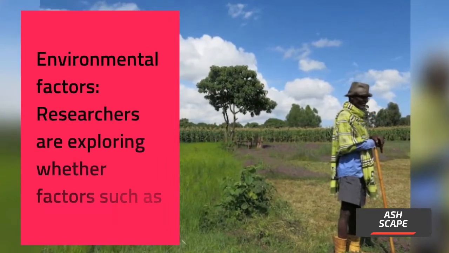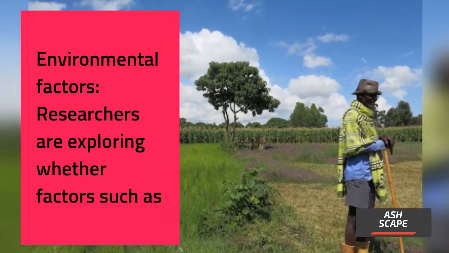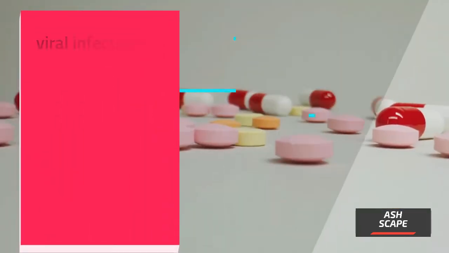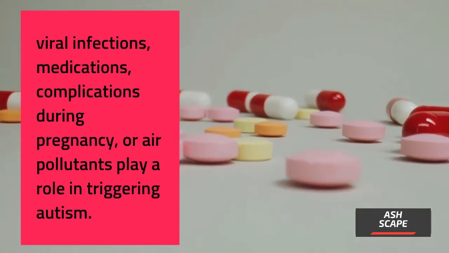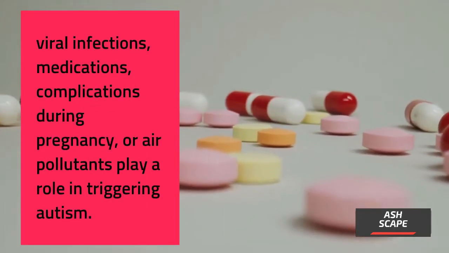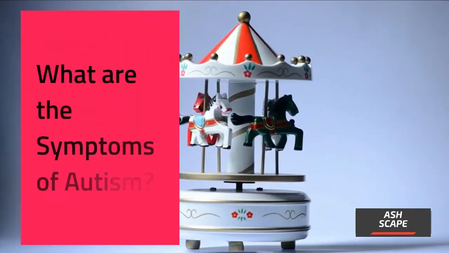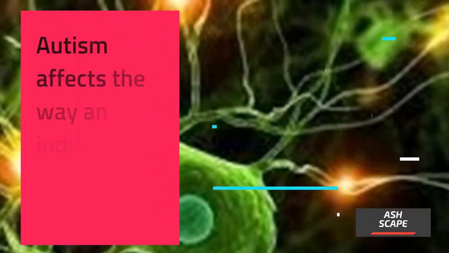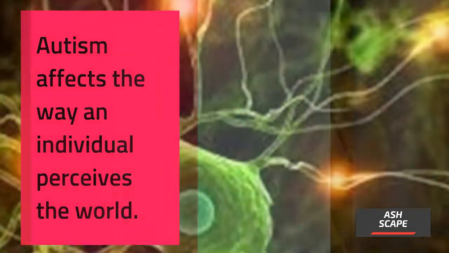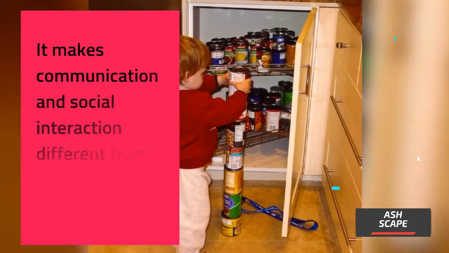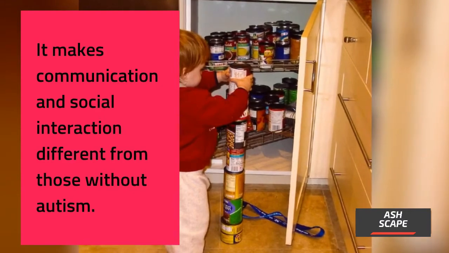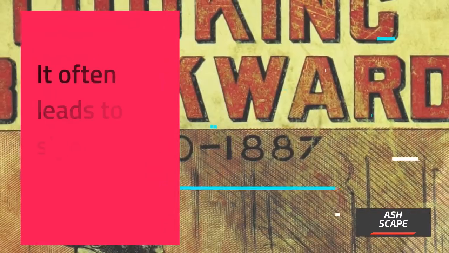Environmental factors. Researchers are exploring whether factors such as viral infections, medications, complications during pregnancy, or air pollutants play a role in triggering autism. What are the symptoms of autism? Autism affects the way an individual perceives the world. It makes communication and social interaction different from those without autism. It often leads to significant difficulties.